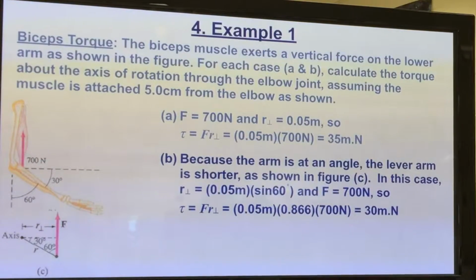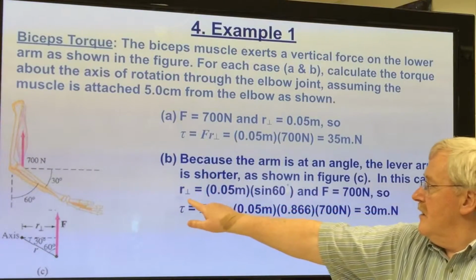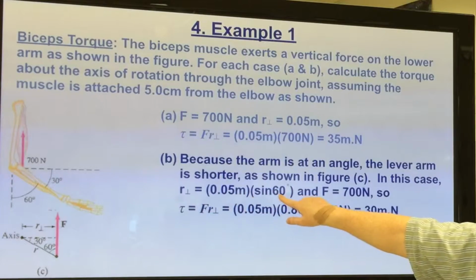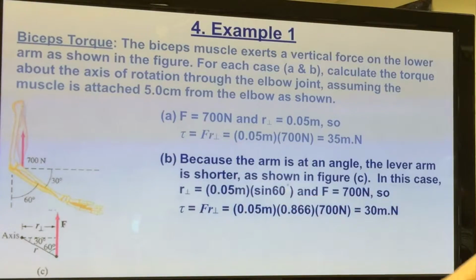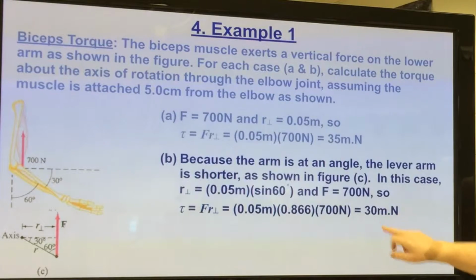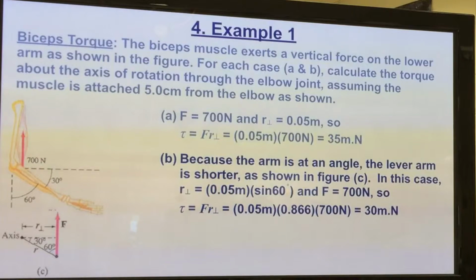And so what we find is that the perpendicular part of the lever arm is 0.05 meters times sine 60, and the force is 700 newtons. So the torque is 30 meter newtons. It's less. That is, when you've got your arm down here, in this lower position, you don't have as much leverage. Right? It's more difficult to bring something up.